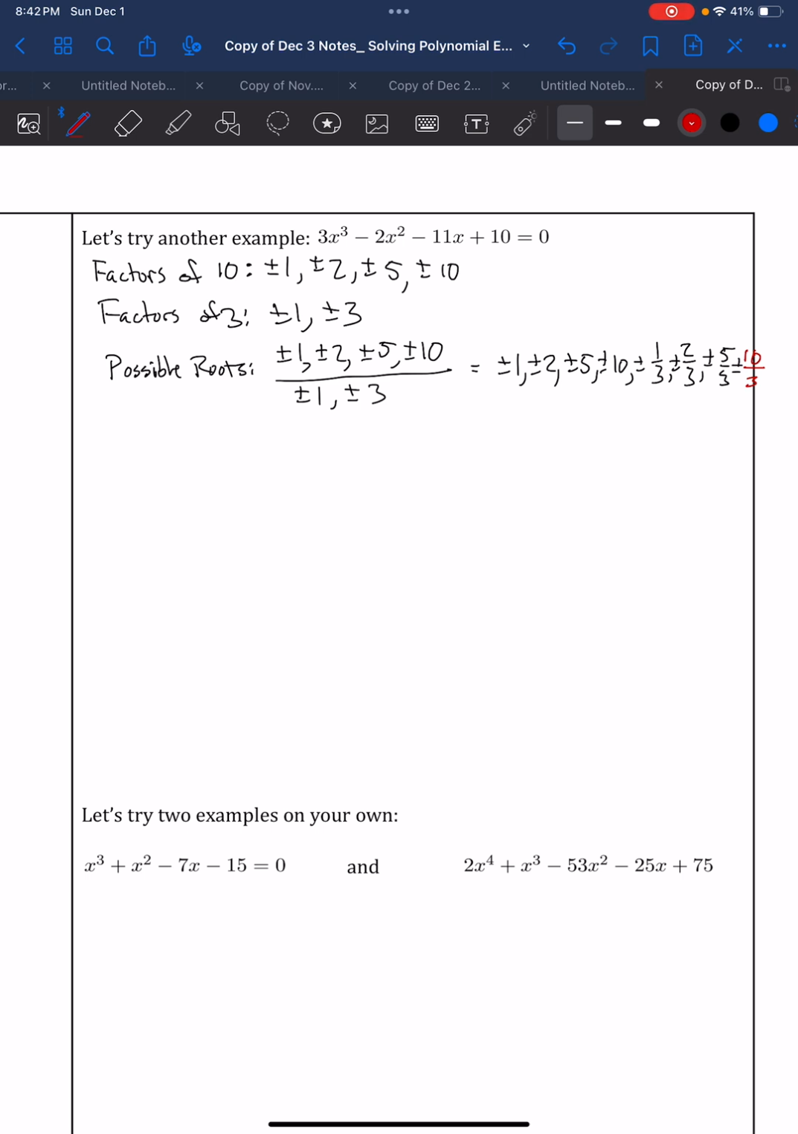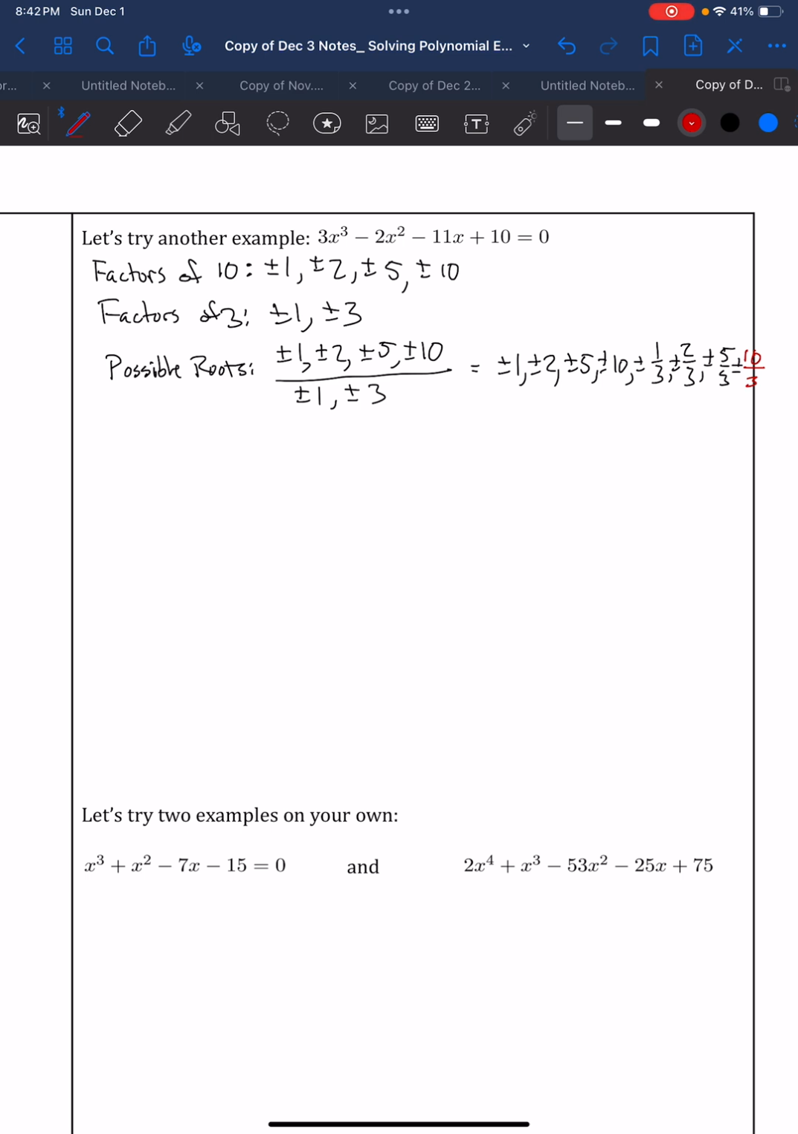Well, now we know the last term is positive 10, sorry, and the degree is 3. So there's 3 factors which multiply out to be 10. So it's going to have to be like 1 times 2 times 5 or 1 times 1 times 10. So there's a really good chance that one of the roots will be 1.